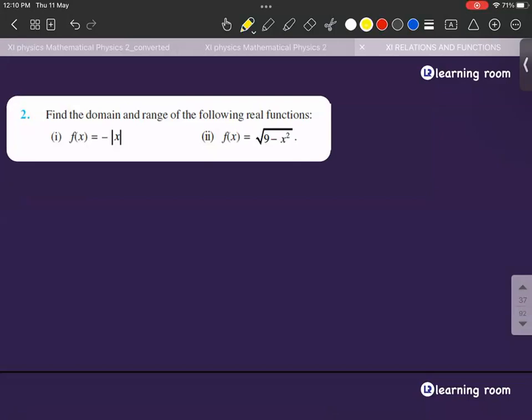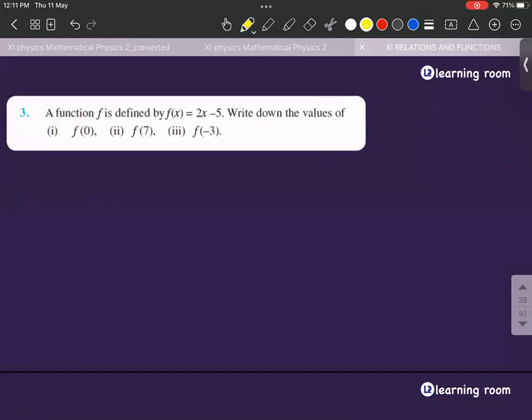So this is something I wanted to explain. Listen. Here, the question is find the domain and range of the functions. So f of x is equal to minus x. I'll explain this alone at the end because I'll give you an algorithm to solve. Remind me, okay? So the third one.